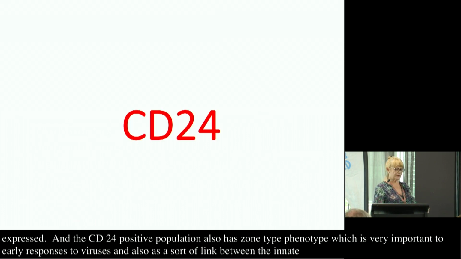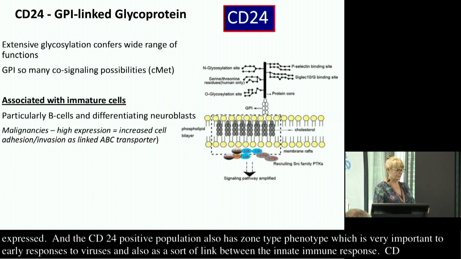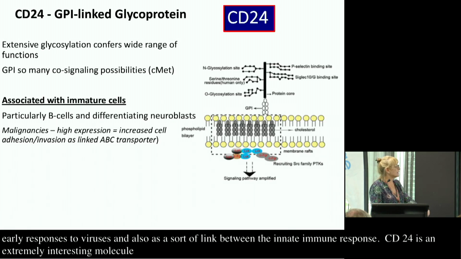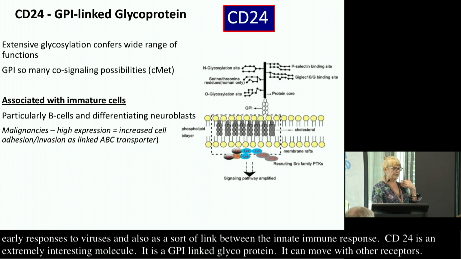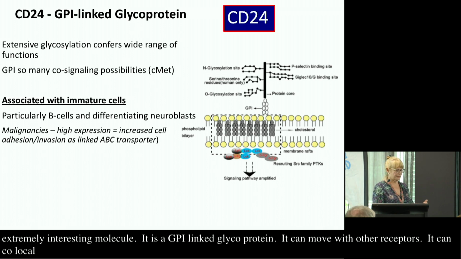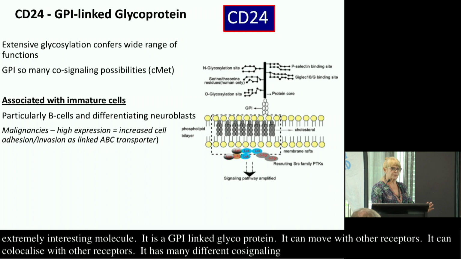Okay, now CD24 is an extremely interesting molecule. It is a GPI-linked glycoprotein, which means it can move in lipid rafts in different ways with other receptors. So it can co-localize with a whole number of different receptors, and it has many different co-signaling potentials. It's associated expression-wise with immature cells, particularly B cells.